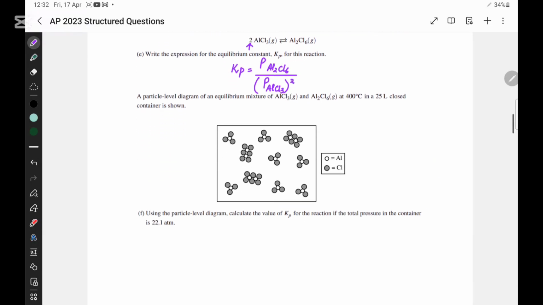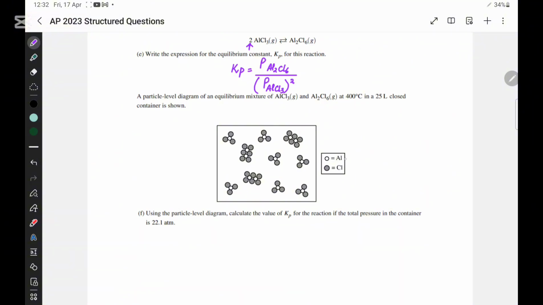Now for the next part, they are saying a particle level diagram of an equilibrium mixture of AlCl3 in gas and Al2Cl6 in gas at 400 degrees Celsius in a 25-liter closed container is shown. Use the particle diagram. Calculate the value of Kp for the reaction if the total pressure in the container is 22.1.